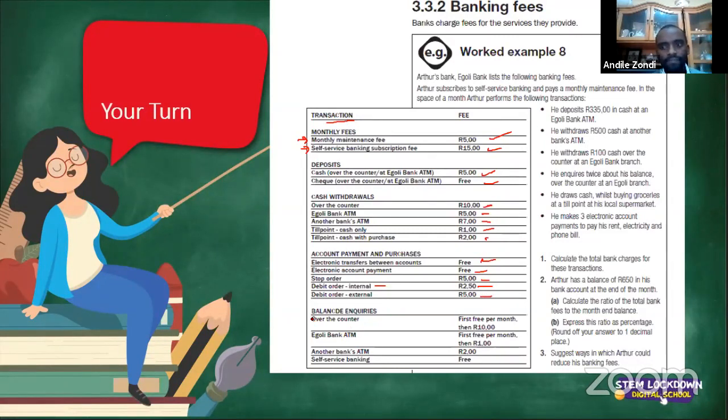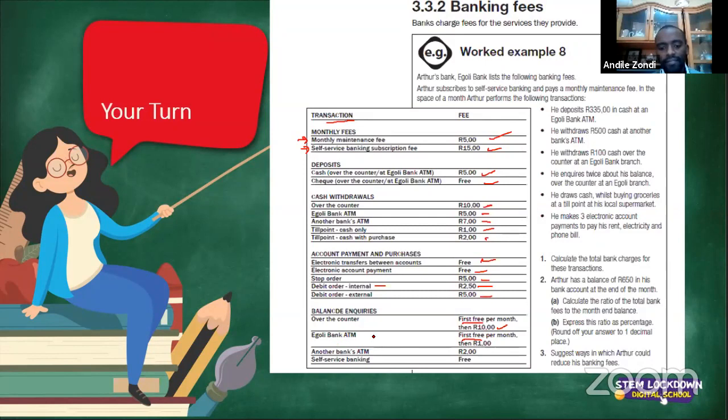And then lastly, balance inquiries. If you want to know how much money you have in your account, your balance. If you go inside the bank over the counter, they say first free per month, then 10 rand rather. Right? So every time you ask them inside the bank, they'll charge you 10 rand, but the first one is free. And then at the Egoli Bank ATM, here the first one is free, right?